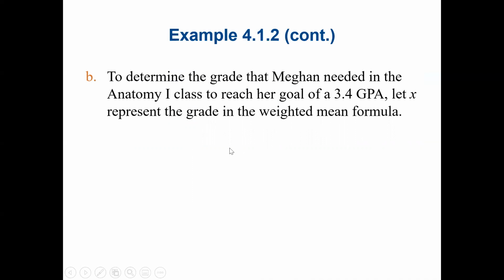So here we let X represent the grade in the weighted mean formula. We already know the weighted mean because it's supposed to be 3.4. So we have 3.4. We keep all the grades of the other 3 courses, except here we want to know what grade she should get for anatomy 1 in order to get 3.4. Previously you had 3.1 when anatomy 1 had the grade C.